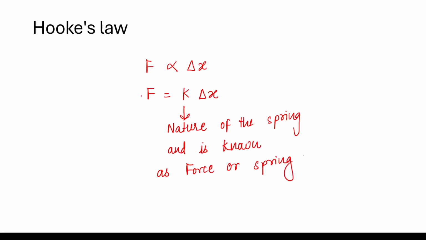Now, as with any new physical quantity, you would like to know the unit. If I rearrange this equation, I get K as force over change in length, and force is measured in newtons, change in length is in meters, so K is newton per meter. It is of course a scalar quantity because it depends on the nature of the spring.